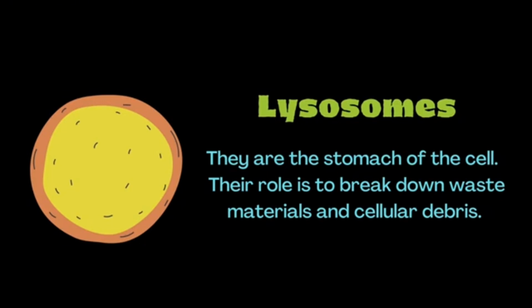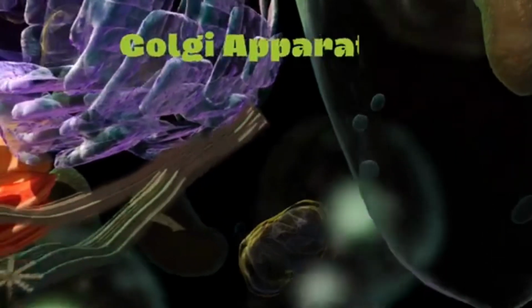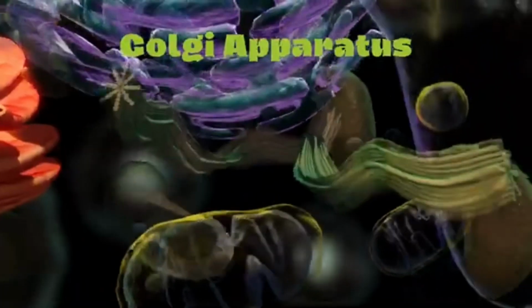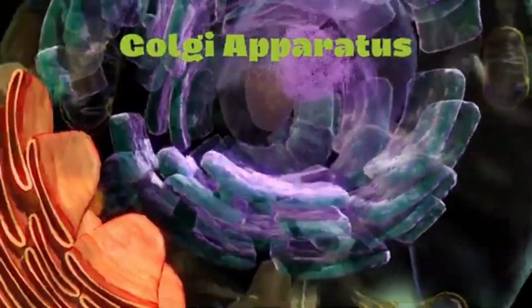Moving on to talk about the Golgi apparatus. Golgi apparatus are another set of membranes also spanning the cell. They serve the important function of sorting and modifying proteins and lipids, and transporting substances out of the cell. At one end, Golgi apparatus are continuously being formed as cisternae and then budding off as vesicles on the other end. So you notice that Golgi apparatus are quite important for the full functioning of the cell because they have this kind of function.